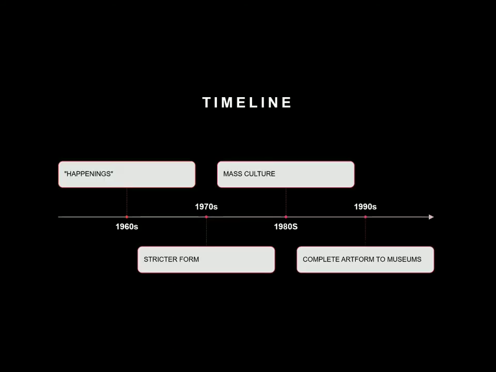Next slide. Now, to give you a very specific, accurate and relevant timeline, I'm going to discuss starting from the 1960s in a very brief manner. In 1960, we have the happenings. What do we mean by happenings? According to Allan Kaprow, happenings, quote unquote, are events that, put simply, happen.